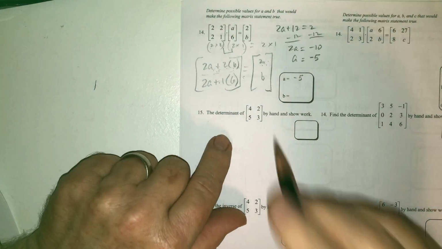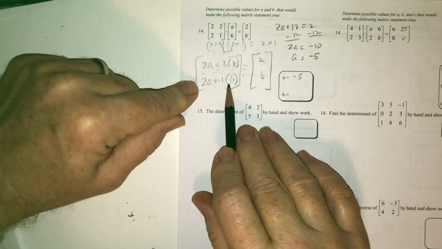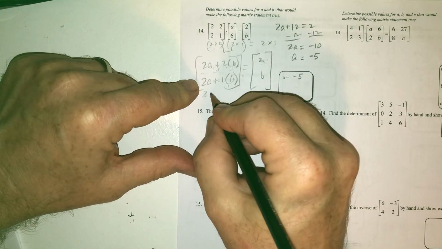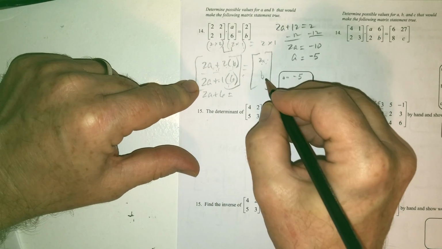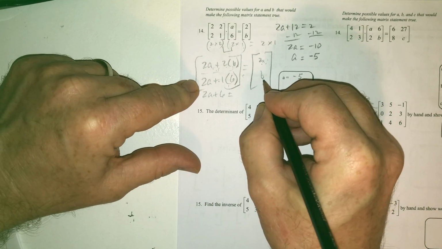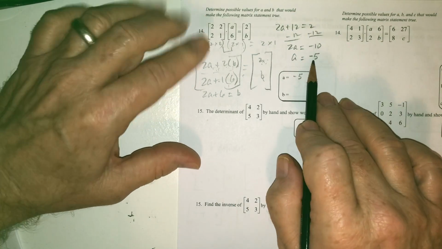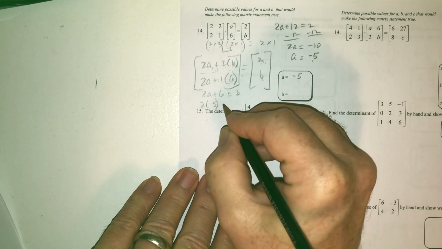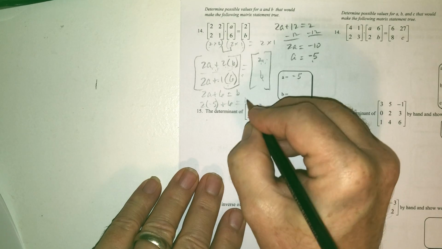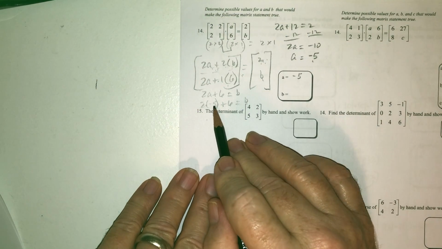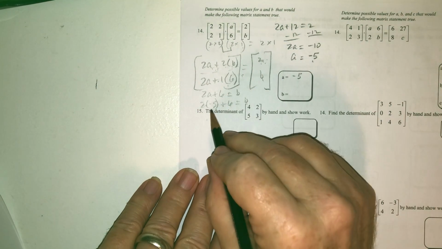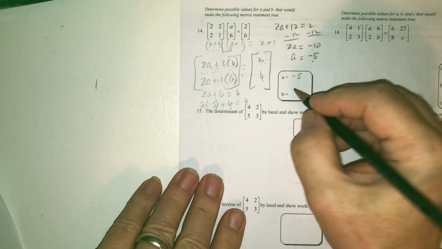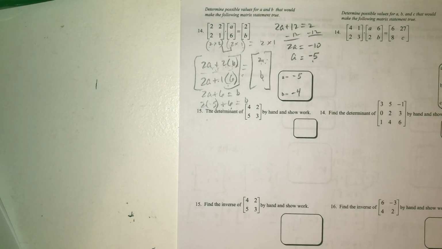All right, now I come over here and I take this one, which is 2A plus 6. So 2A plus 6 has to equal B. Well, I know A is negative 5. So I would do 2 times negative 5 plus 6 is equal to B. Well, 2 times negative 5 is negative 10, and negative 10 plus 6 is negative 4. So there are your values for those two variables.